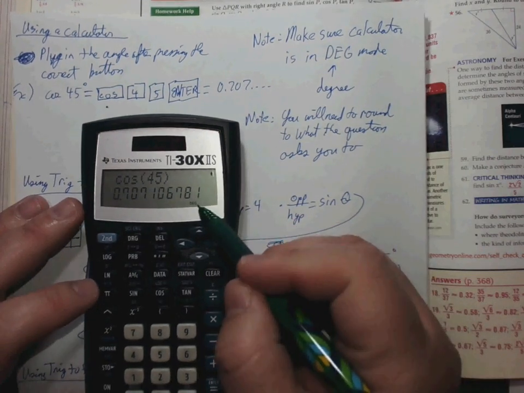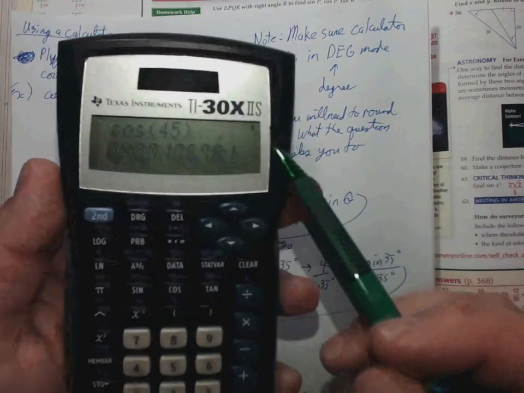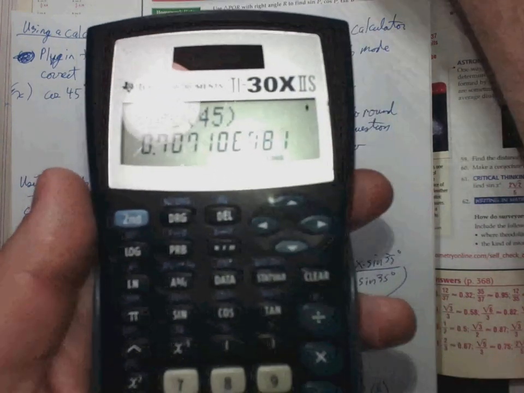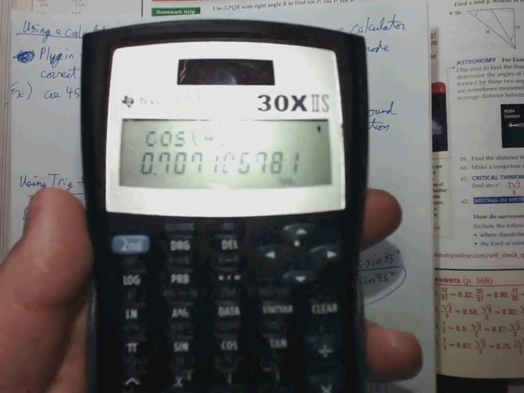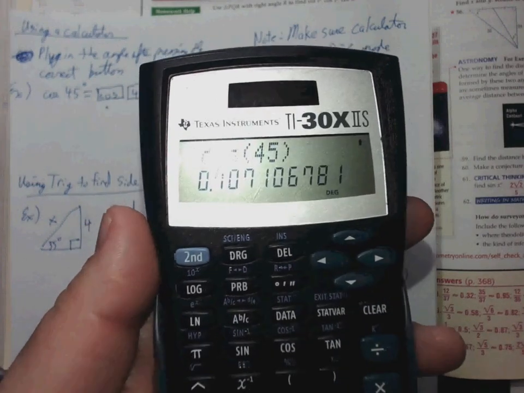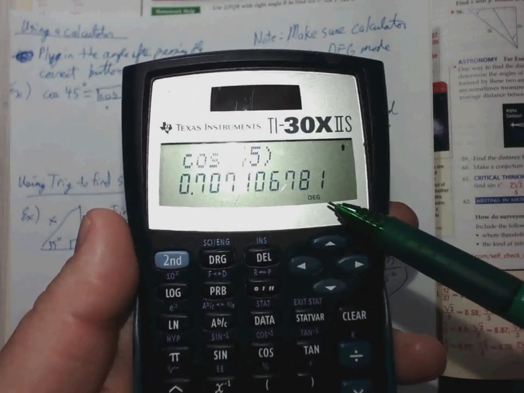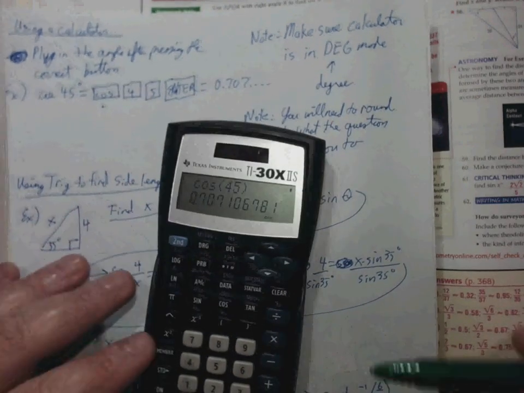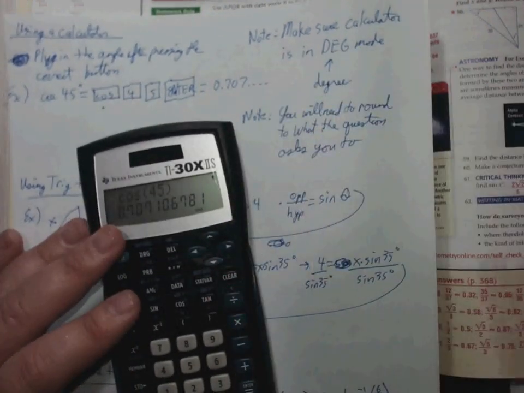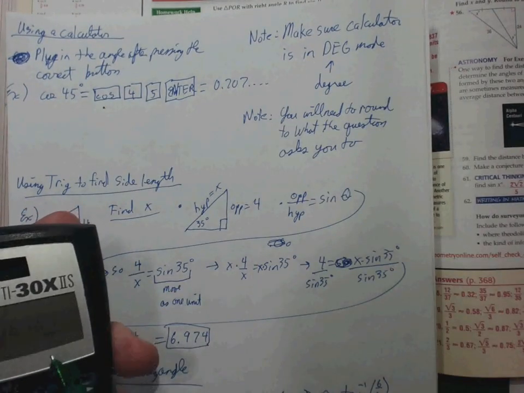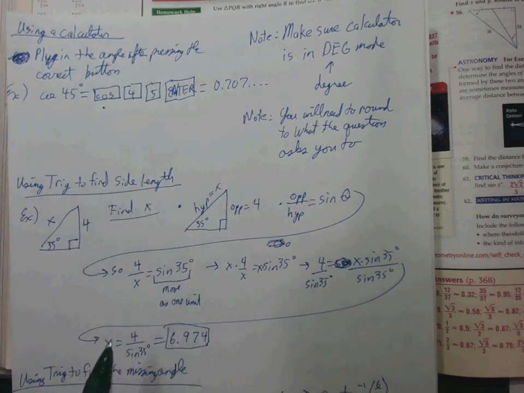Now notice, if you can read that right here, it says degree there. Your calculator has to be in degree mode. Make sure your calculator is in degree mode. That means these are degrees, not radians. That's the other way you could do it.